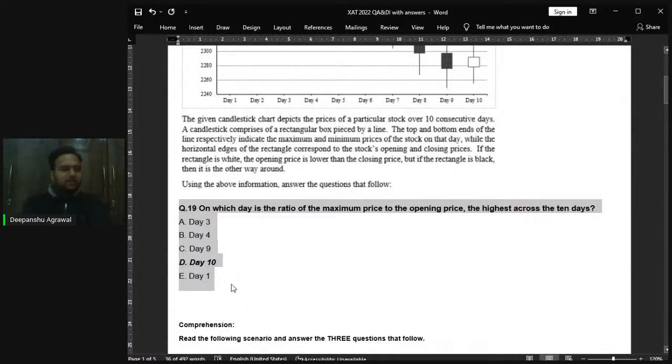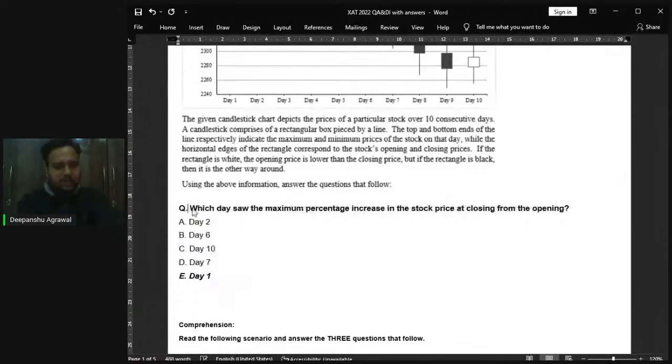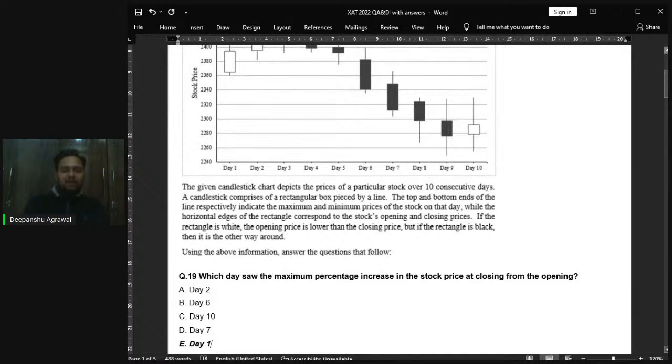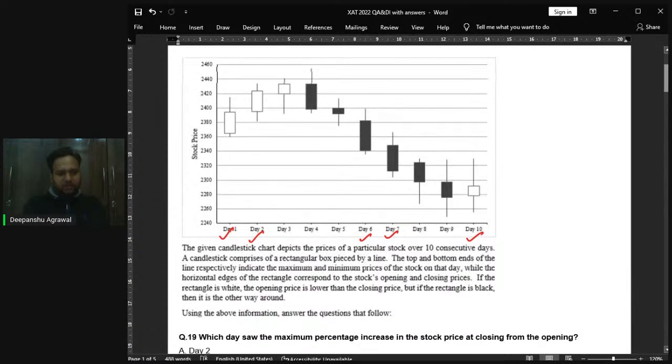Okay. This should have been the question. Question number 19 should be this. Which day saw the maximum percentage increase in the stock price at closing from opening, right? And what we have to check for? We have to check for day 1, day 7, day 10, day 6, and day 2. These are the 5 options in which we should check.